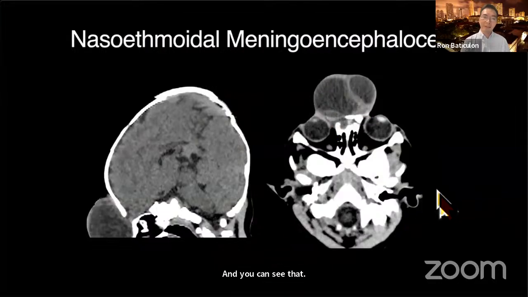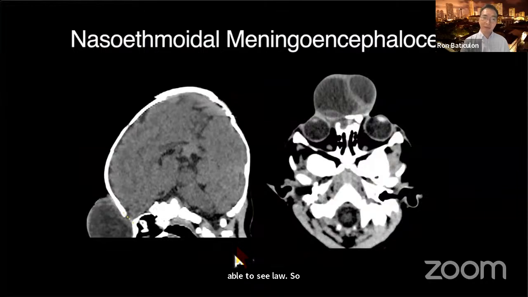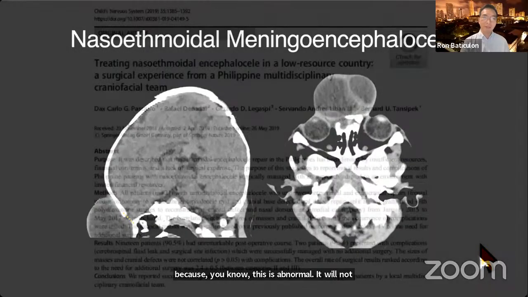So how do we repair these patients? How do we repair the encephalocele? Remember, the goal is you need to be able to seal off that dural defect and put some bone over there as well. I would recommend putting bone over the dural repair because this is abnormal dura. It will not regenerate bone.